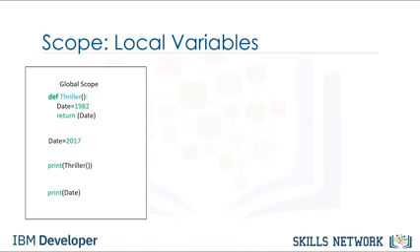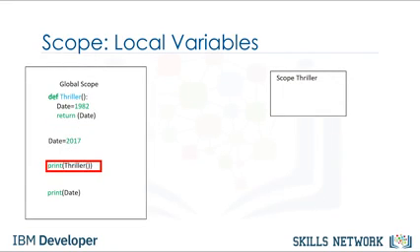Variables inside the global scope can have the same name as variables in the local scope, with no conflict. Consider the function thriller. The local variable date is set to 1982. The global variable date is set to 2017. When we call the function, we create a new scope. Within that scope, the value of the date is set to 1982.